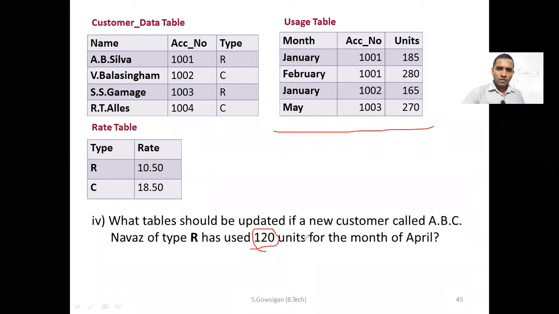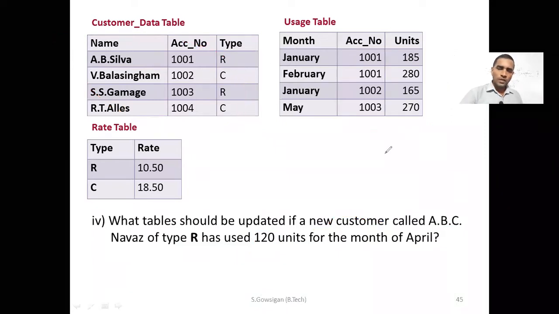But now, look here, ABC Navas, as I described here, is a new customer. He is not an existing customer. He is not in the database, right? He is a new customer. Since he is a new customer, definitely his entry is not found in the customer data table. So now you need to add ABC Navas in the customer data table because his data is not found, right? If his data is not found, calculating his bill is useless. So definitely the customer data table is changed.